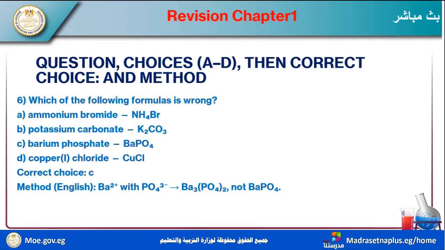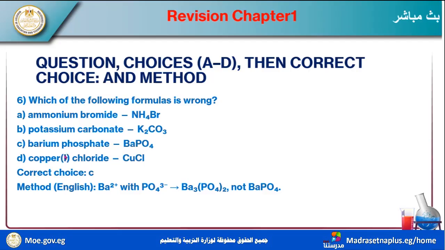Okay, which of the following formulas is wrong? Ammonium bromide, NH4Br. Is this true? Because ammonium is monovalent, NH4Br, bromide. True. Potassium carbonate, K2CO3. Yes, it is true, because carbonate is divalent and potassium is monovalent, so I write it K2CO3. Barium phosphate is not true. Why? Because barium is divalent and phosphate is trivalent. I will write it Ba3(PO4)2, not as written here.